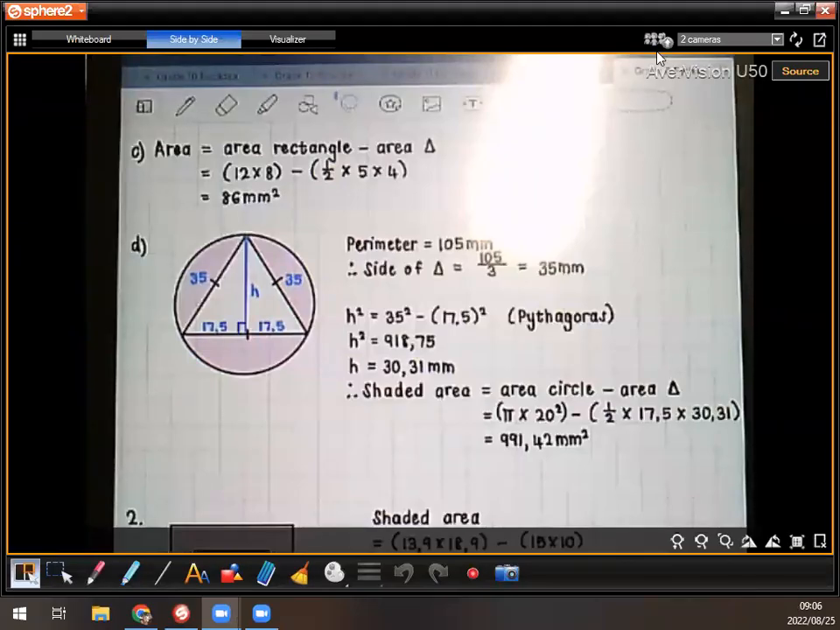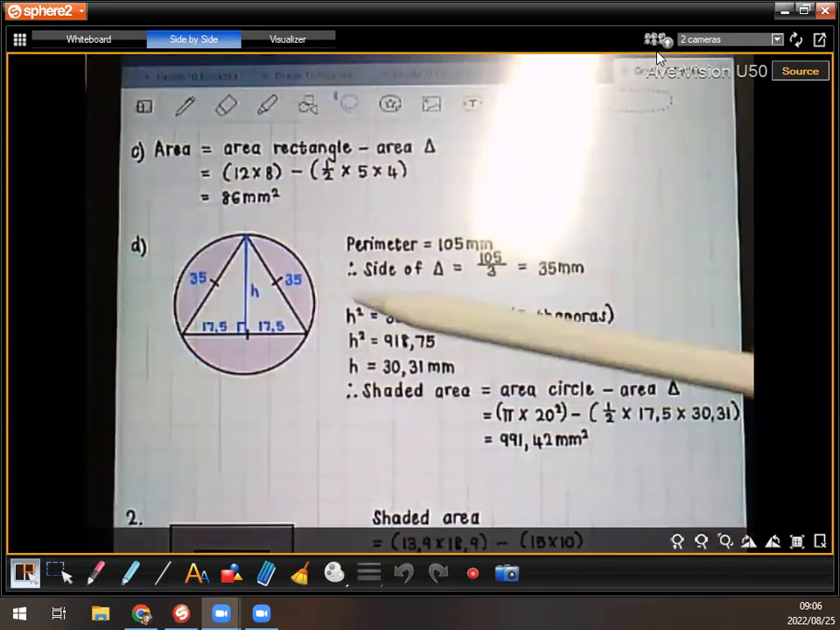Okay, guys, for D, your calculation is going to be exactly the same as mine. All right, so that is done. Maybe you can write it a little bit differently. If you're not sure of yours, you can always come show it to me and I'll tell you whether it's okay or not. They told us again, remember that the perimeter of this equilateral triangle was 105 millimeters.